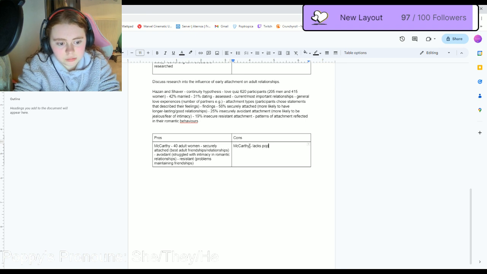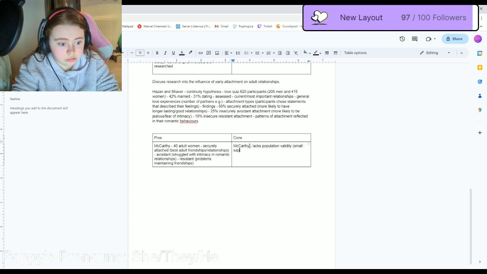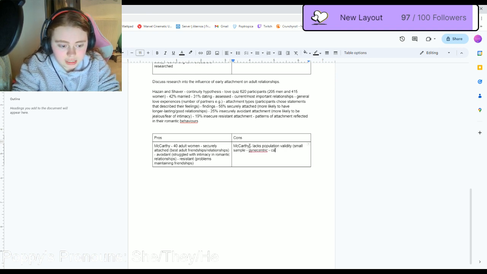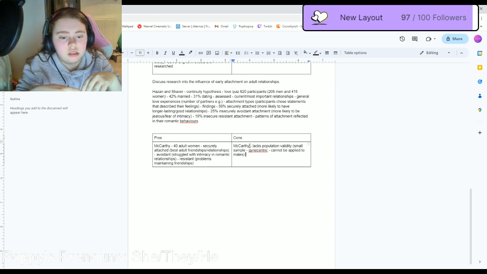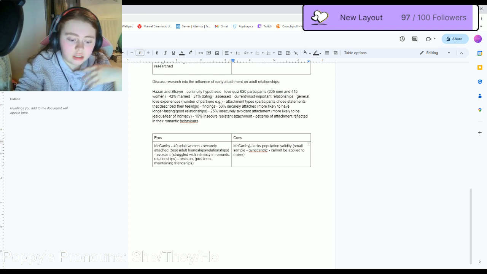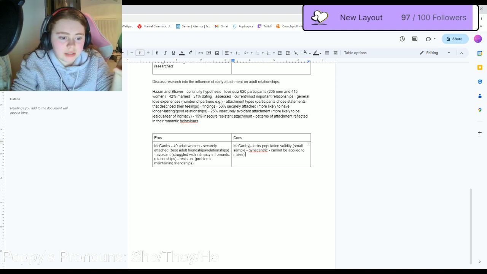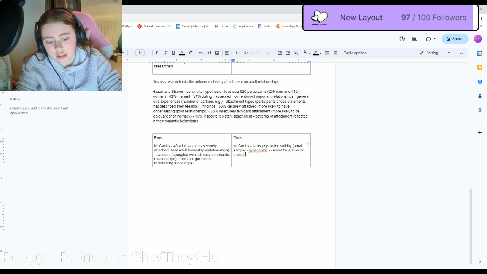So, population validity, because it was a small sample, so it cannot be generalized. It was also gynocentric, so it cannot be applied to males. This is because gynocentric just basically means it was an all women sample in the study. The opposite of that would be androcentric, where all the sample is all male. So androcentric is all male, gynocentric is all female.